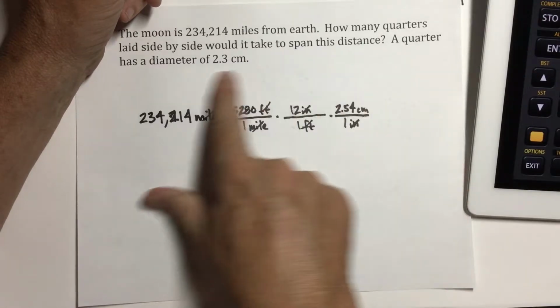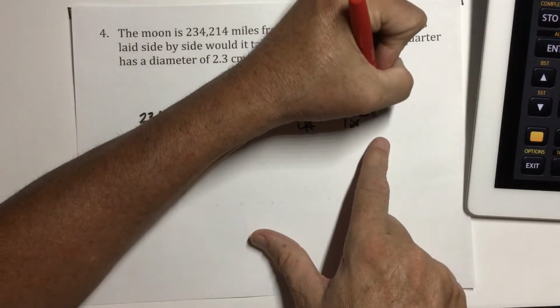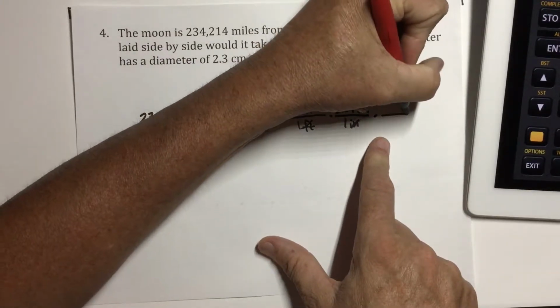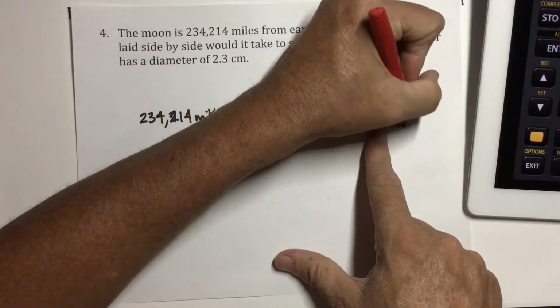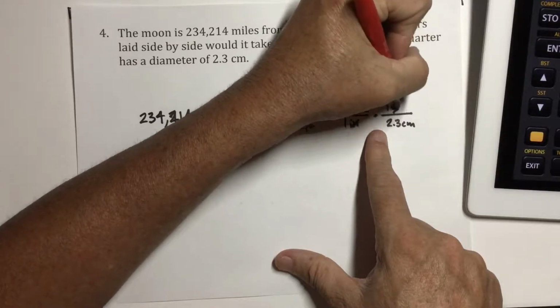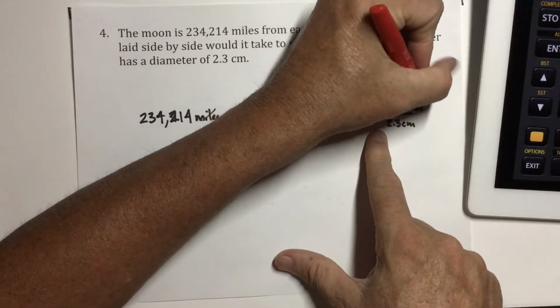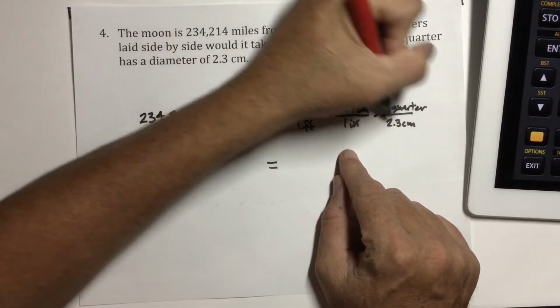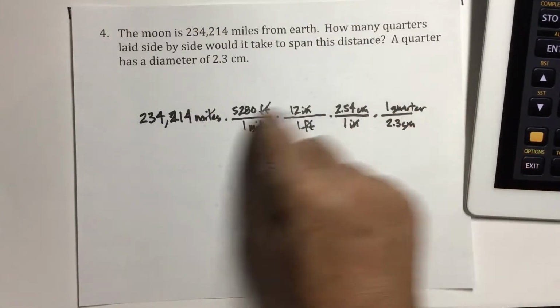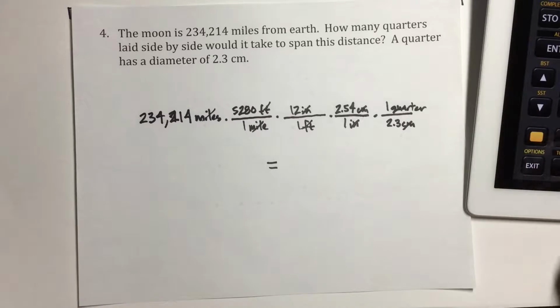And finally, a quarter has a diameter of 2.3 centimeters. So I have one more conversion to look at here, and that would be 2.3 centimeters per 1 quarter. So now my centimeters cancel out, and I'm left with quarters, which is what I wanted. So now it's just a matter of doing the arithmetic.